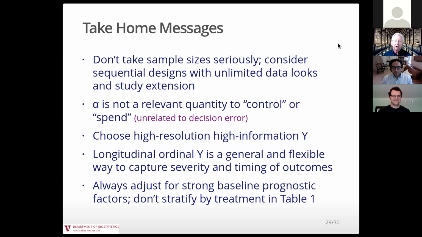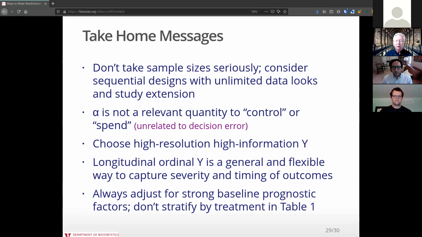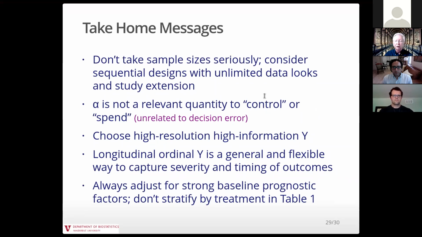If you're working at a pharmaceutical company, they have no problem at all with these ideas because they do internal budgeting. Alpha is not a relevant quantity to control or spend because alpha is really unrelated to a decision error. And the errors we care about are not assertion events, such as rejecting a null hypothesis. The error we care about is a decision error. And so we need to calculate the probability of a decision error, and that needs a Bayesian method.